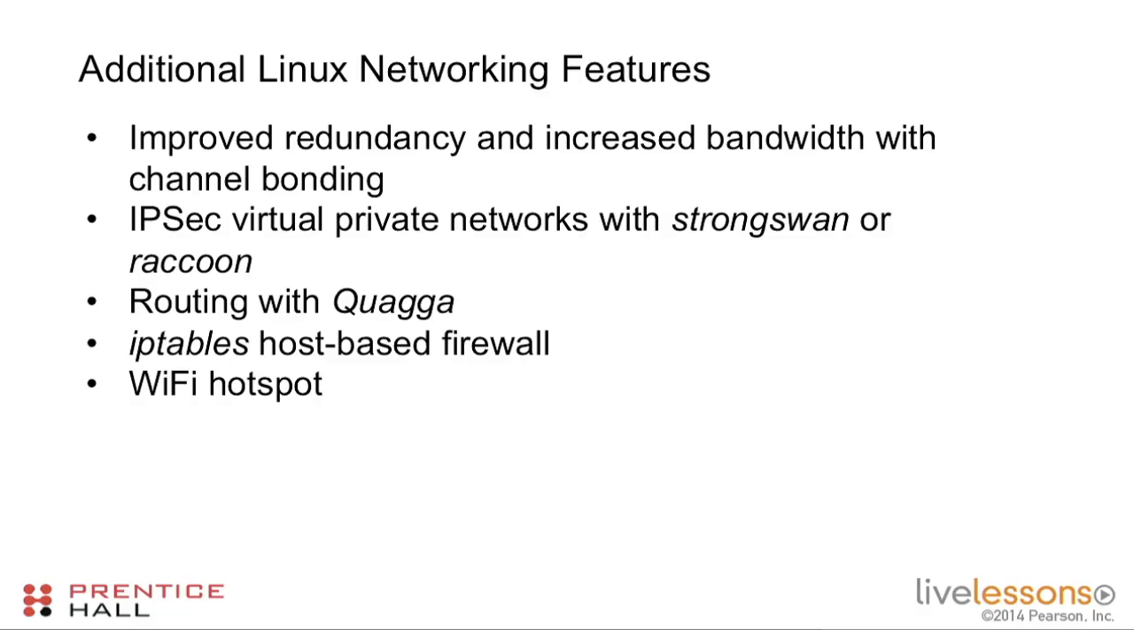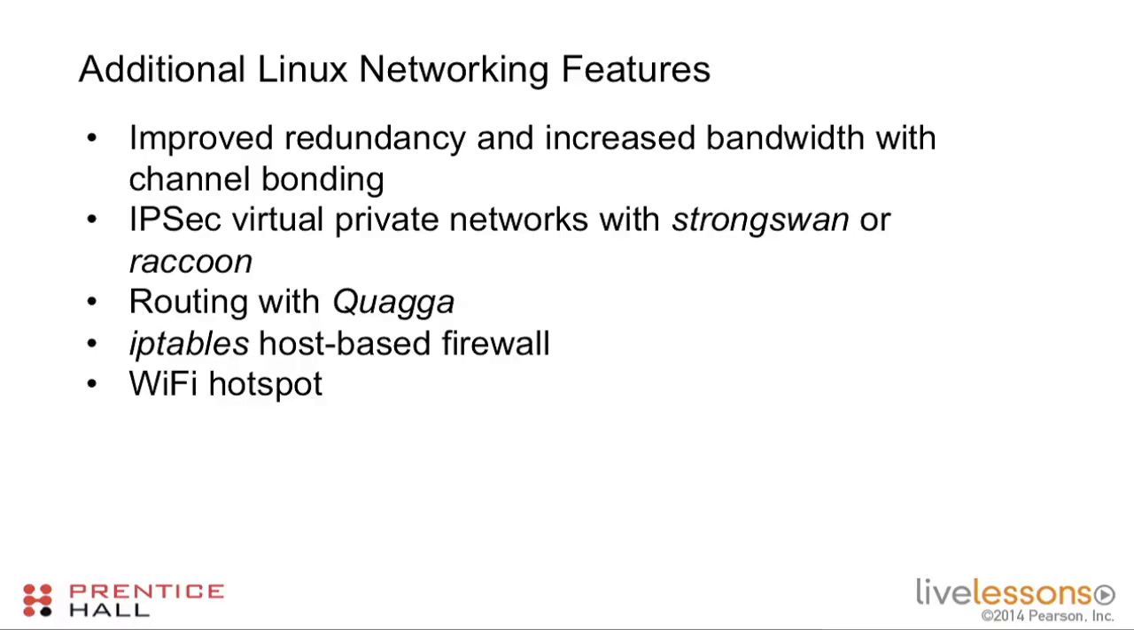You could also use them to increase bandwidth. So if you bond two interfaces together, they have double or near double the bandwidth that a single network interface would have. You can use the Linux kernel to establish an IPsec virtual private network, a VPN. You can use Linux as a VPN server using either Strong Swan or Racoon software. You can set it up as a full-featured router, just as powerful as, say, a high-end Cisco or Juniper router.